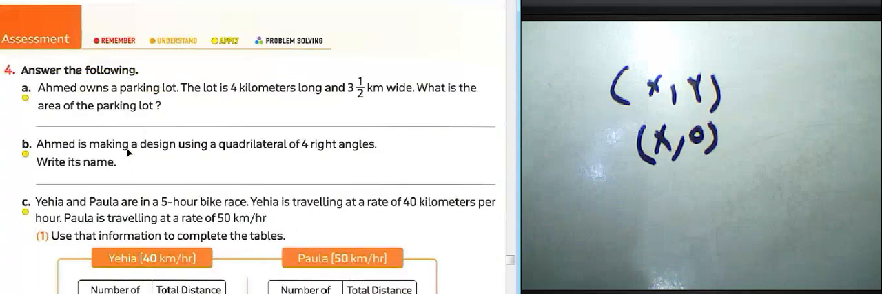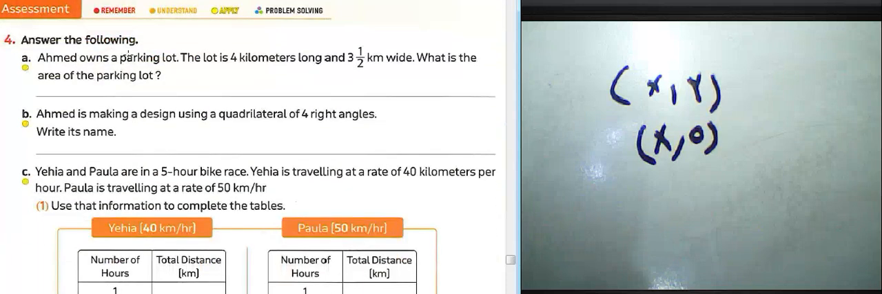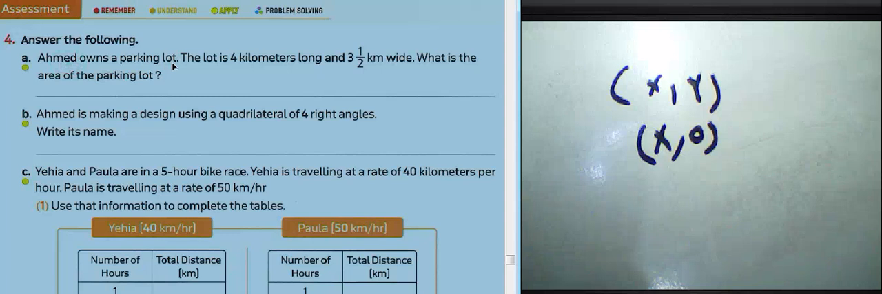Question number 4. Answer the following. Ahmed wants a parking lot. The lot is 4 kilometers long and 3.5 kilometers wide. What is the area of the parking lot? We can find the area by multiplication between length and width. It's a rectangle.